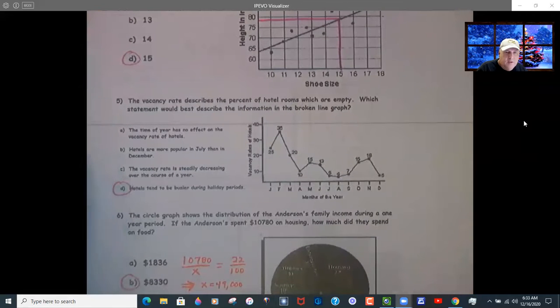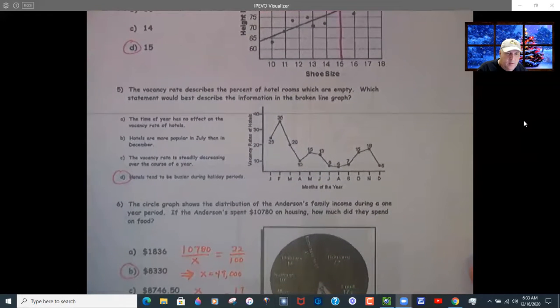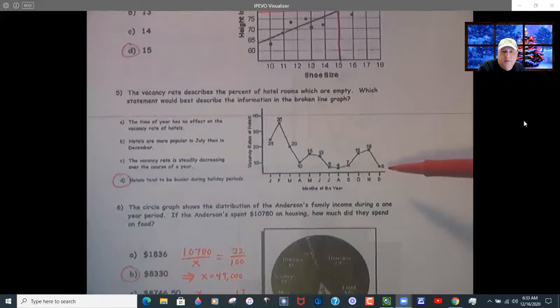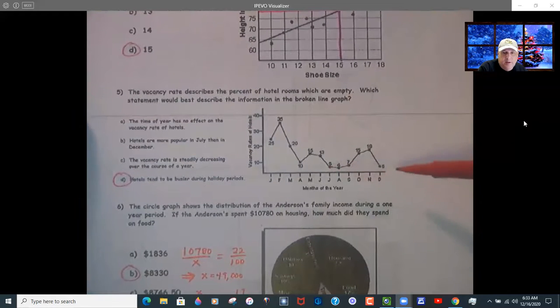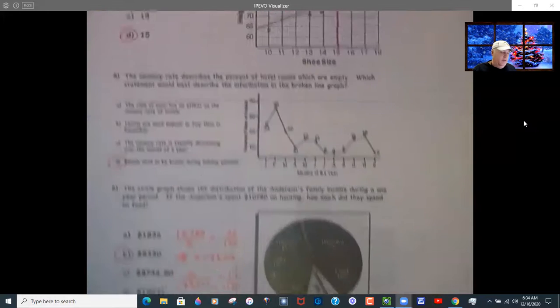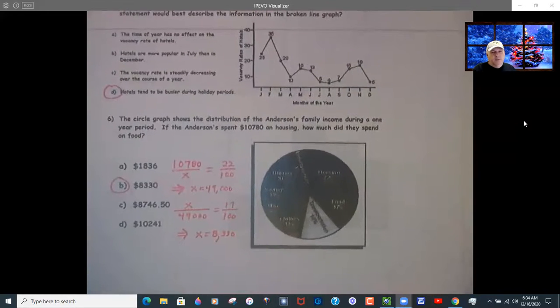Okay, which information best describes this? So hotels tend to be busier during holiday periods. So the lower it goes, that's the vacancy, meaning they're busy. So summer, yep, December, pretty low. Pretty much common sense. Number 6, here we go.